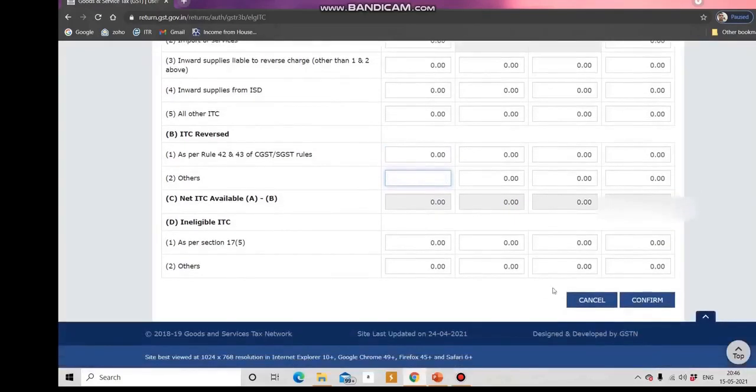Fourth point is D. Ineligible ITC. Input services given in section 17(5) which are not allowed, for which ITC is not allowed to be taken. Those come under blocked ITC. All those inputs we have to enter in this D1 point.